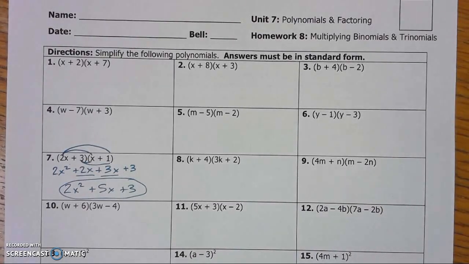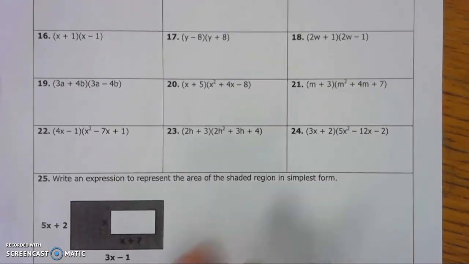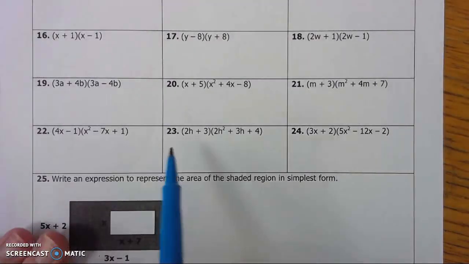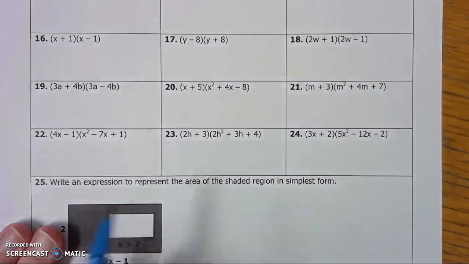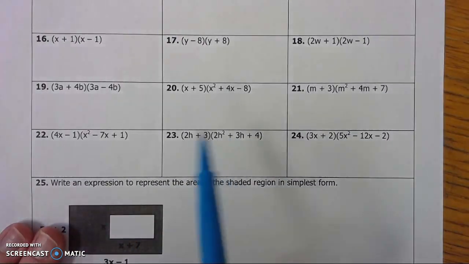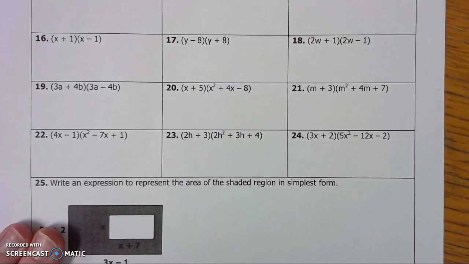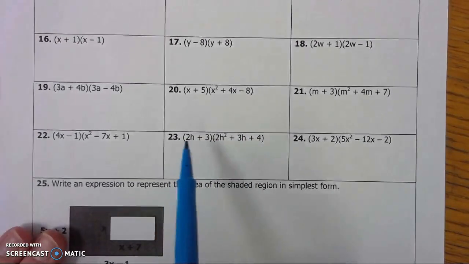And then we're going to go down to the bottom and look at number 23 and do a little bit more challenging one. Okay, so number 23 is a binomial times a trinomial. I'm going to do the same thing. I'm going to distribute my 2h and then distribute my 3. Okay, I'm not going to draw my lines on this one because I don't want it to get as jumbled, but I will point to what I'm multiplying.